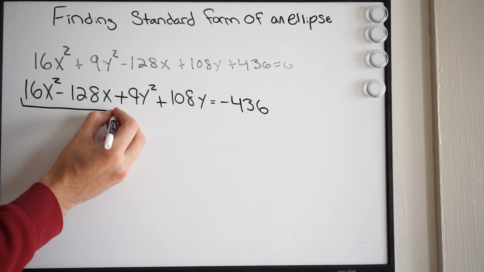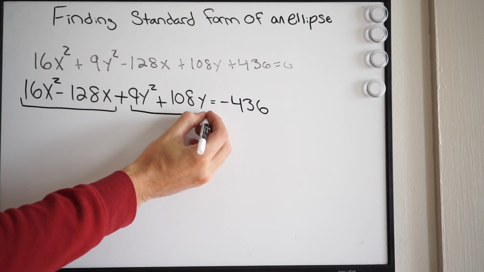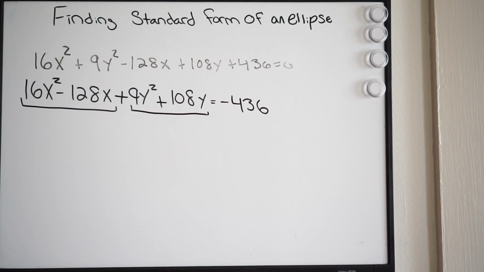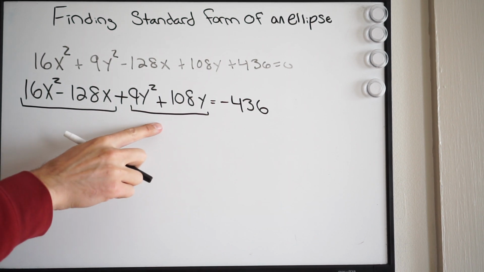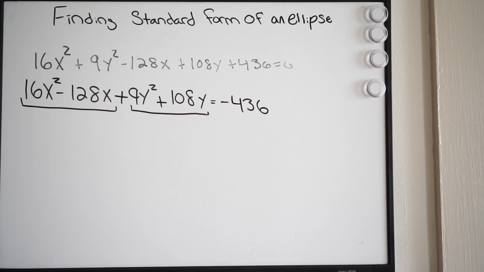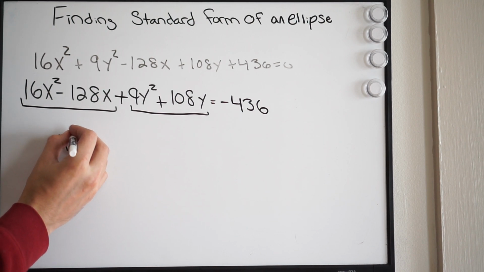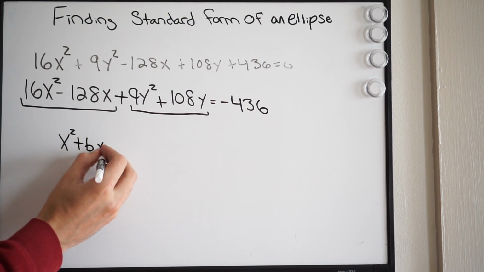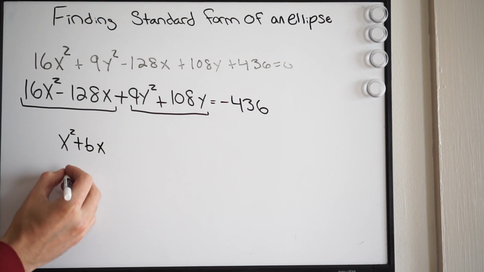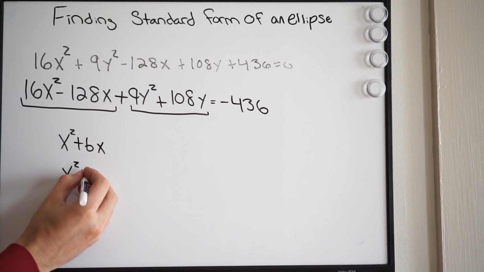Okay. So now at this point, remember, essentially what we're trying to do is factor here and here. And in order to factor here and here, we need to complete the square. So remember, when you complete the square, you need to be in the following form, where you have x squared plus bx. In this case, it's going to be y squared plus by.